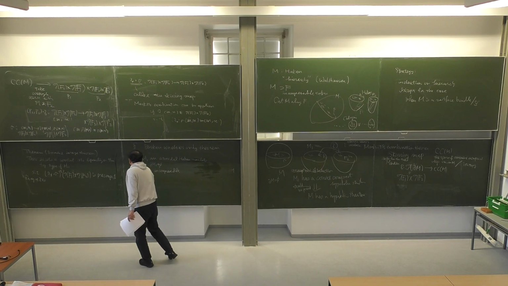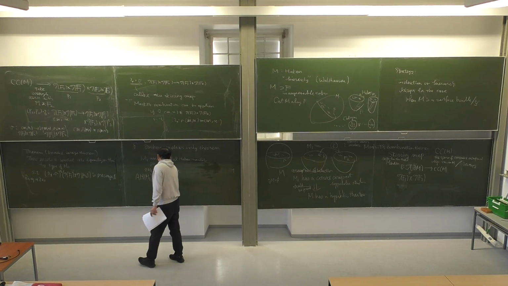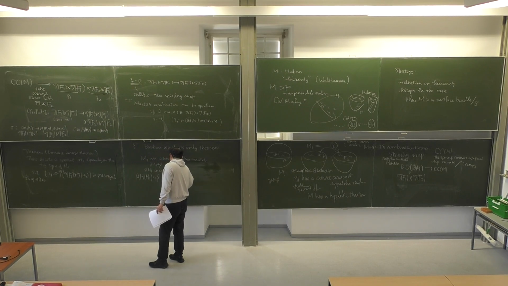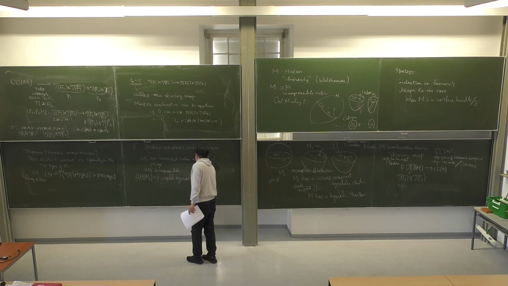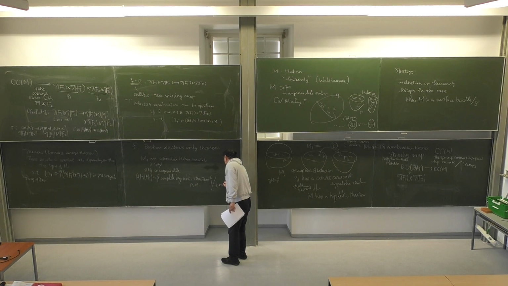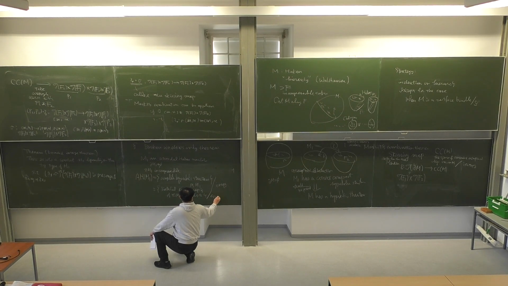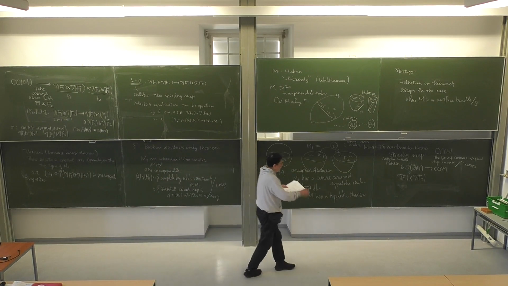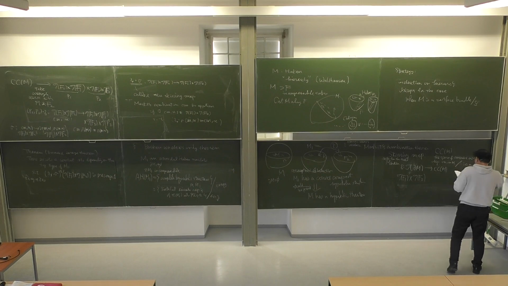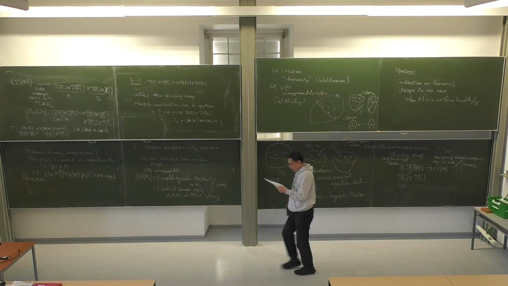And so by AH of M1, we denote all complete hyperbolic structures on M1 modulo isotopy. This is the same as the space of faithful discrete representations of pi 1 of M1 into PSL(2,C) modulo conjugacy. Just taking the holonomy of this structure, you get the faithful discrete representation.